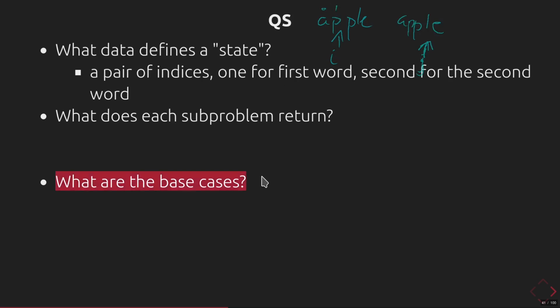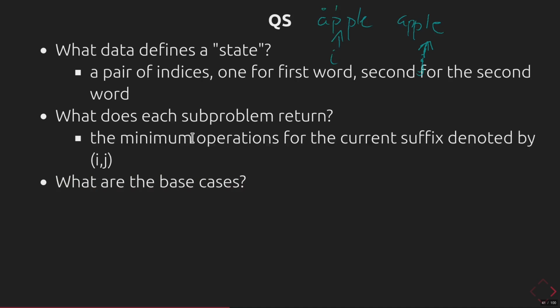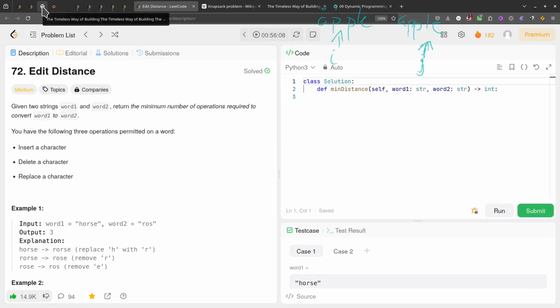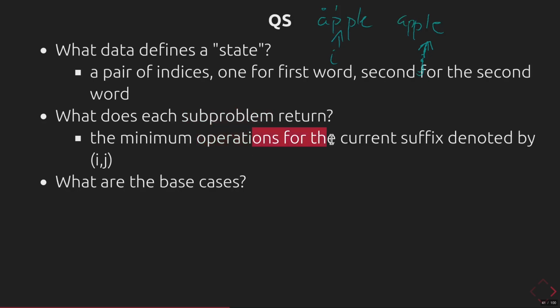And what does each subproblem return? Well, the subproblem returns the same thing usually as what the problem asks. So it's the minimum operations for the current suffix denoted by i, j.